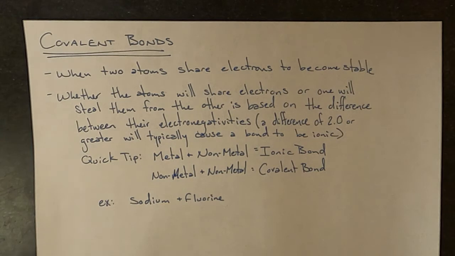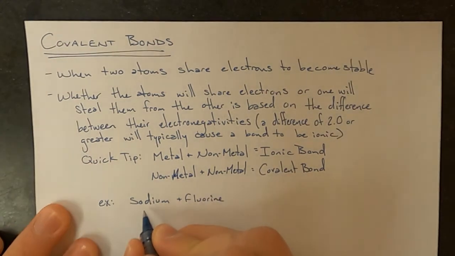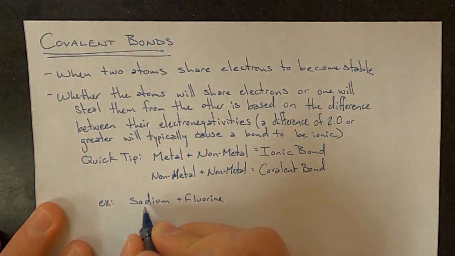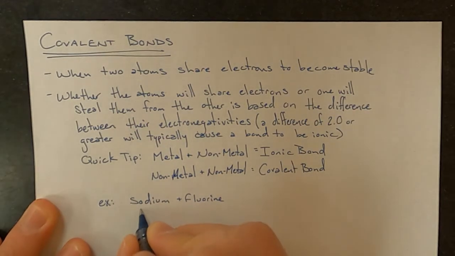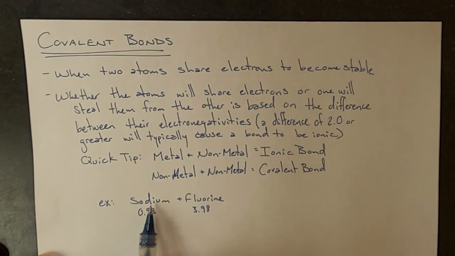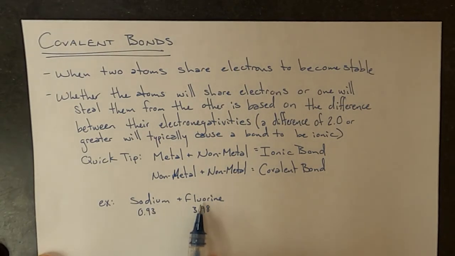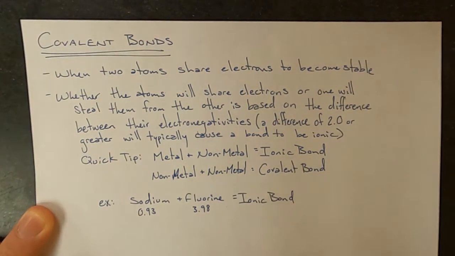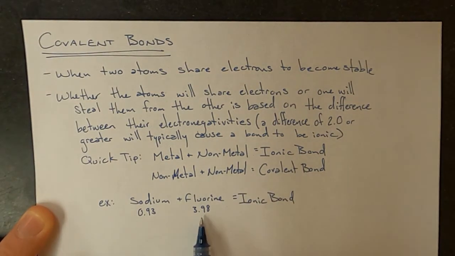So for example, when you look at the electronegativities for sodium and fluorine, you would find that the electronegativity for sodium is 0.93, and for fluorine it is 3.98. And so this difference is definitely greater than 2, and so when sodium and fluorine react, they will create an ionic bond. The fluorine has such a strong pull on electrons, it will pull the electrons away from the sodium completely with no sharing.